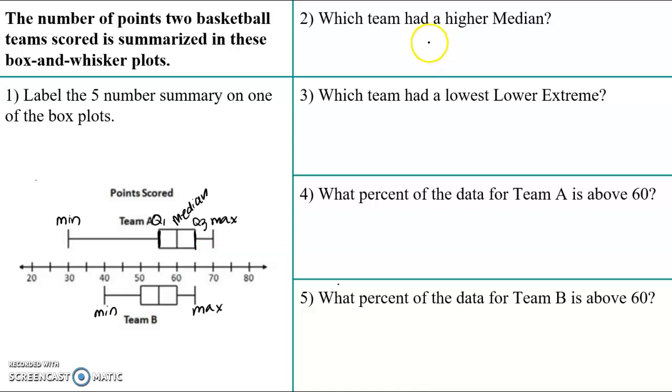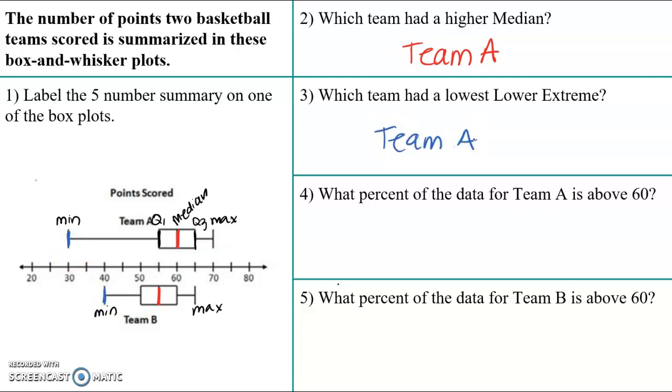All right, so our second question said, which team had a higher median? Well, the median is right here for Team A and right here for Team B. So even if I don't even look at the values, I can say Team A's median is higher than Team B. When it says which team had a lower lowest extreme, our lowest extreme, our minimum is down here. Team A is down here at 30, Team B is at 40, so Team A would have the lower lowest extreme.